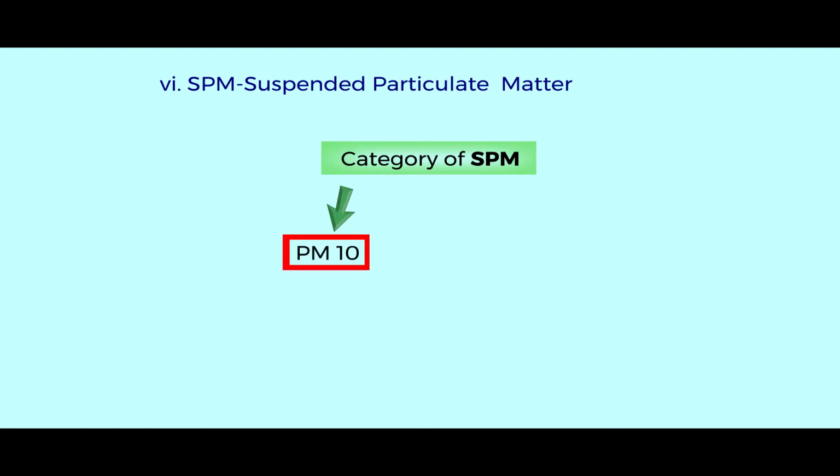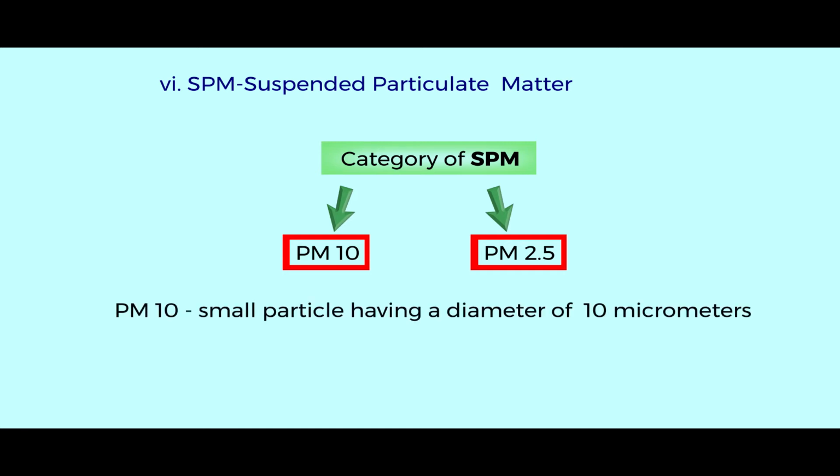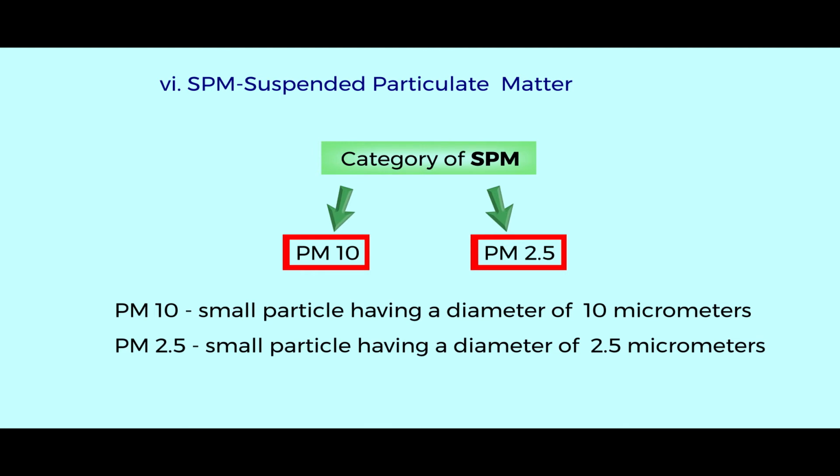And all in all, SPM, which we call suspended particulate matter. We can categorize the suspended particulate matter into PM10 and PM2.5. PM10 means small particles having a diameter of about 10 micrometers, whereas PM2.5 is again smaller particles, very small solid particles which have a diameter of about 2.5 micrometers.